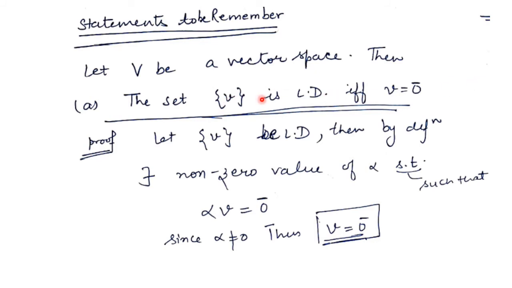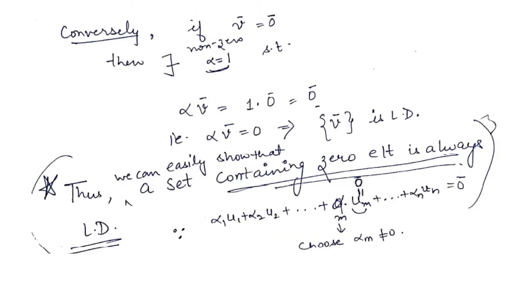Now see the converse. Whenever your V is 0, consider its linear combination equated to 0. Since your V is 0, you can put alpha to be any non-zero number such that this equation is 0. So a non-zero value of alpha exists, which means this set is dependent. Conversely, if we consider V to be 0, there exists a non-zero alpha, let's suppose it is 1. 1 into 0 is again 0. So a non-zero alpha exists, which means this set is LD. Moreover, by using the same concept, we can show that a set containing the 0 element is always LD.